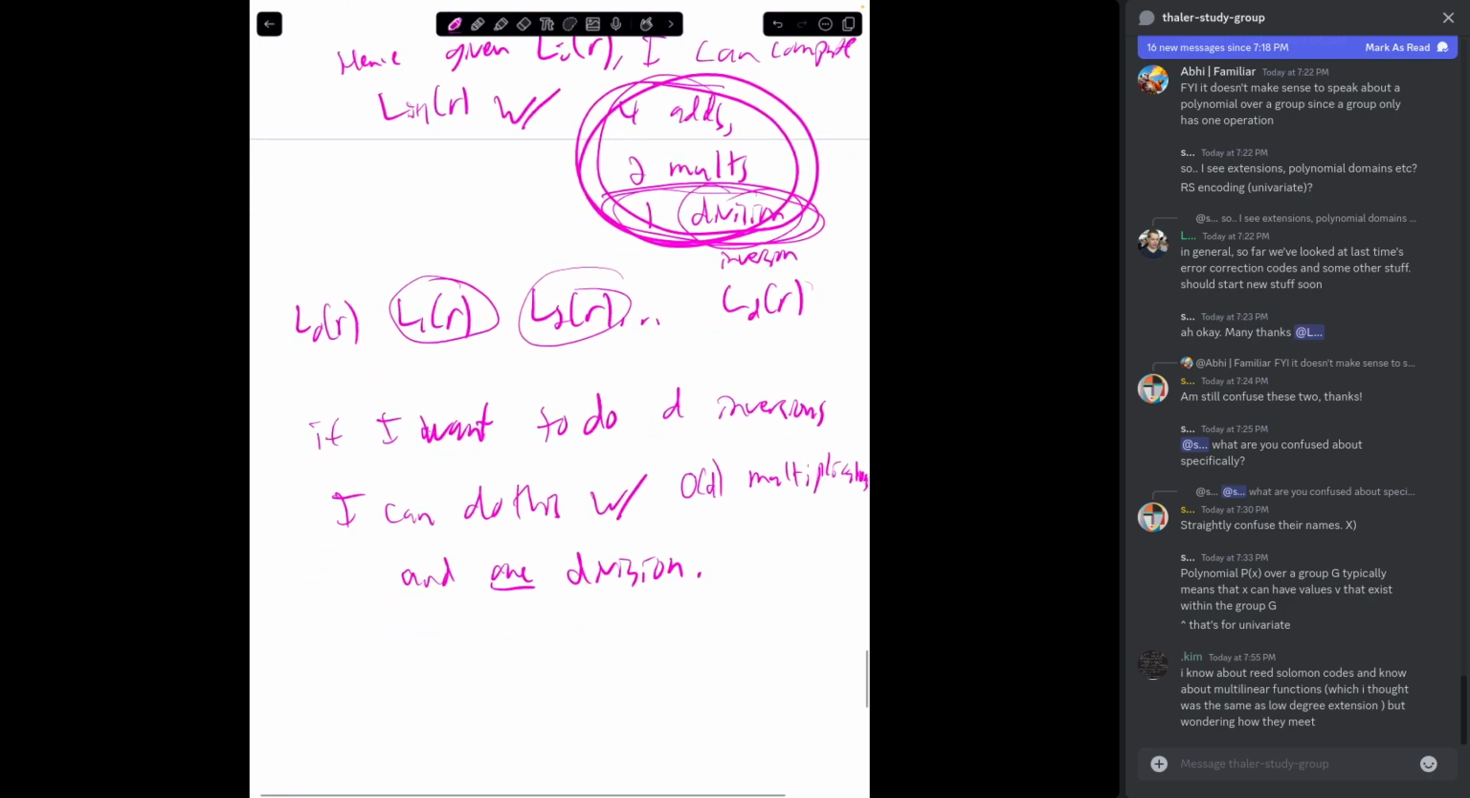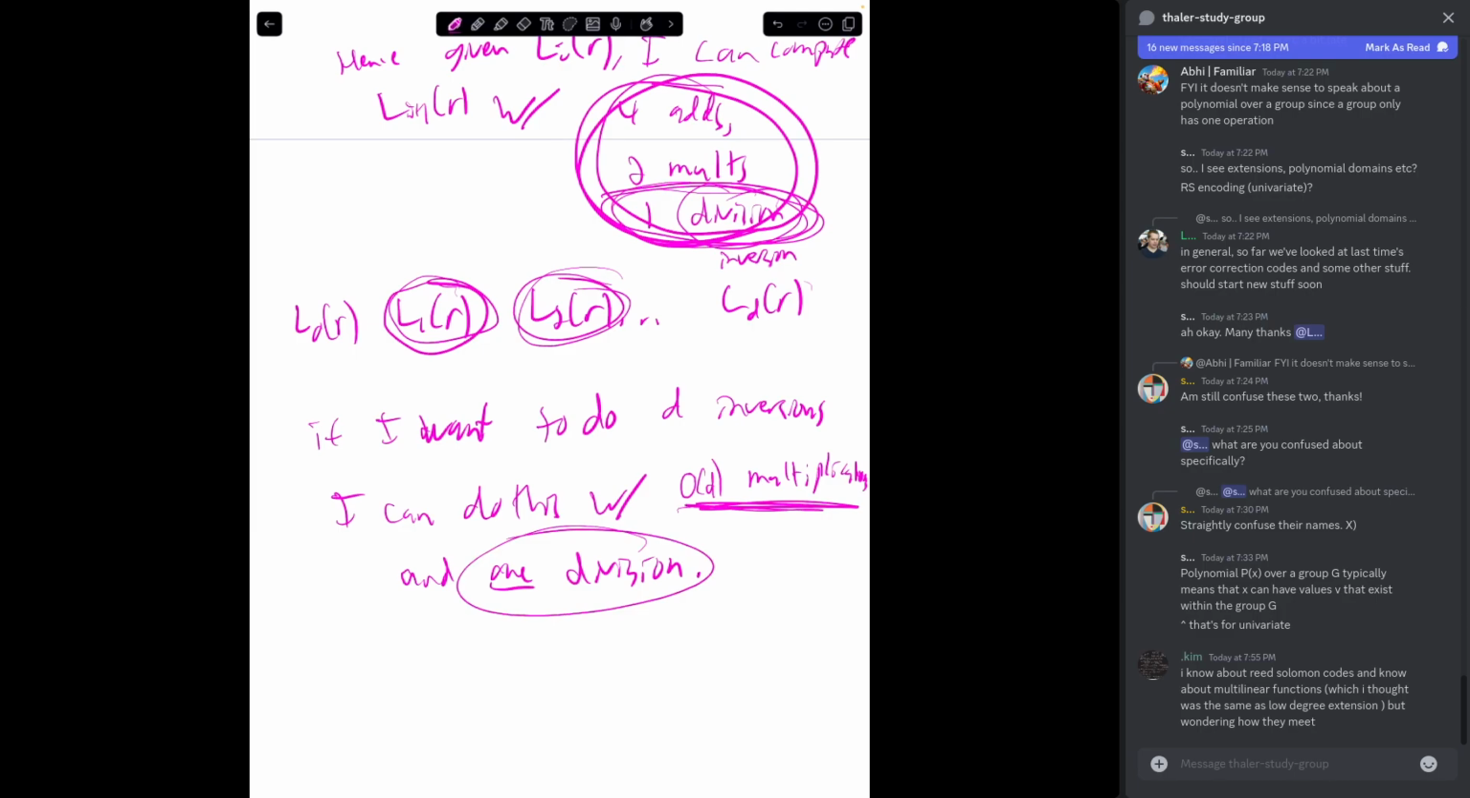And if I did each one independently, again, it would actually be super constant time for each, which is bad. That would be a bottleneck. But in the same way we reuse work between computing L1 of R and computing L2 of R, we can reuse work between divisions to do all D divisions at the cost of D multiplications and one division.